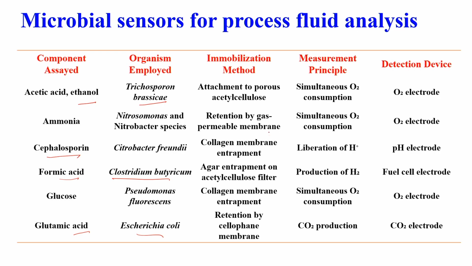There are different methods through which they are immobilized, and how they monitor. For example, simultaneous oxygen consumption, liberation of H ion, production of H2, and CO2 production, each with its detection method. If it is oxygen, you need an oxygen electrode. If it is H ion, you have a pH electrode. If it is CO2, you have a CO2 electrode. So, what I mean to say is, apart from enzymes, these biological agents can also act as agents for the detection. I will stop here.